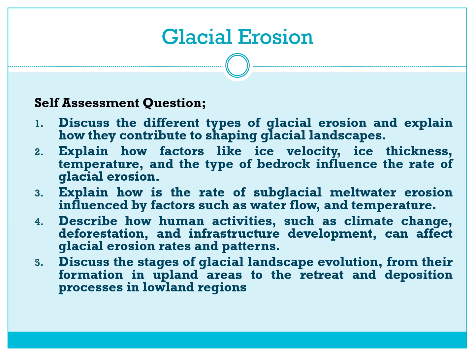The questions are: Discuss the different types of glacial erosion and explain how they contribute to shaping glacial landscapes. Explain how factors like ice velocity, ice thickness, temperature, and the type of bedrock influence the rate of glacial erosion. Explain how the rate of subglacial meltwater erosion is influenced by factors such as water flow and temperature. Describe how human activities such as climate change, deforestation, and infrastructure development can affect glacial erosion rates and patterns. Discuss the stages of glacial landscape evolution from their formation in upland areas to the retreat and deposition process in lowland regions.